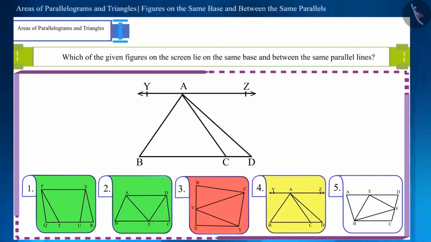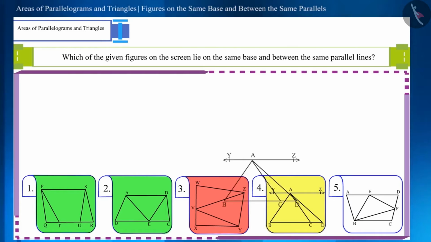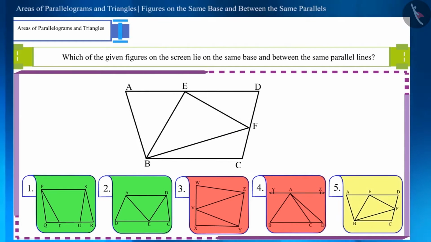Let's take another figure. Here, triangles ABC and ABD both lie between the two parallel lines BD and YZ. But their bases are different. So these triangles are of equal height, but they are not on the same base. Now let's move to the final figure of this session.